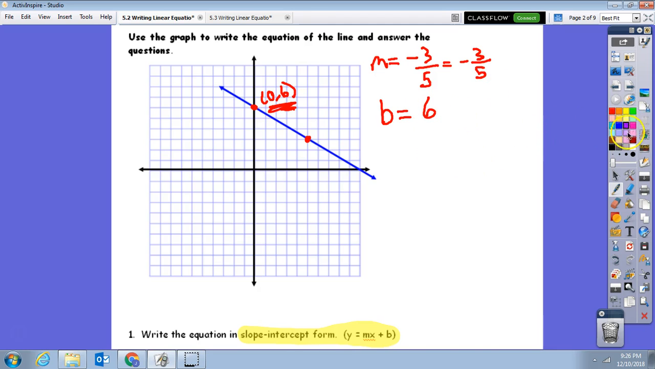So if I have my m and I have my b, then all I have to do to write my equation is write y equals mx plus b. Now if that b was negative, you would have a minus there. If the slope was positive, it would be positive. Just make sure that your slope matches up with what your line is doing. It's going down 3 over 5. And make sure your y-intercept matches up with where your actual y-intercept is, where it crosses the y-axis.